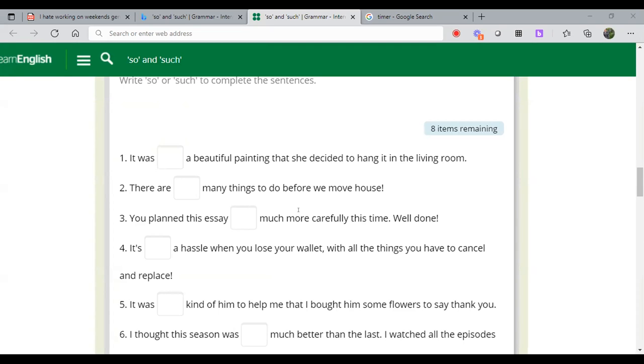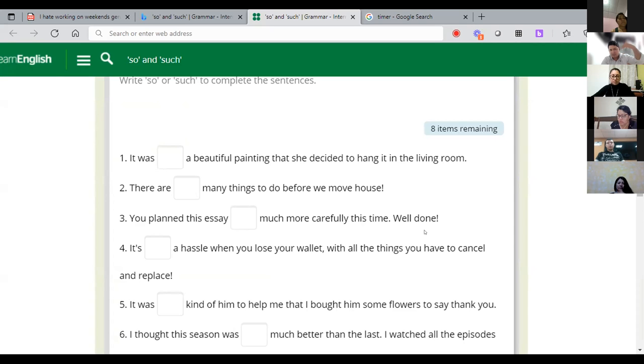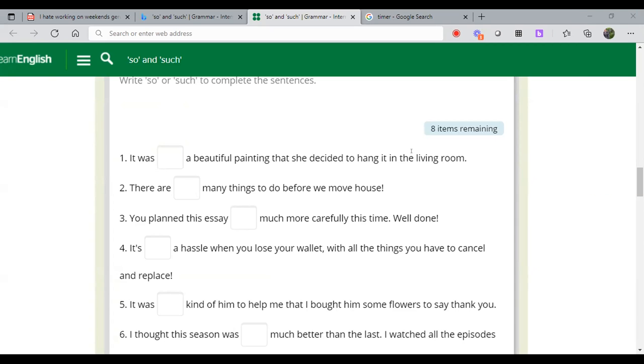It was so a beautiful painting that she decided to hang it in the living room. O it was such a beautiful painting that she decided to hang it in the living room. Acuérdese que estamos exagerando, enfatizando algo. Entonces la entonación tiene que sonar, ¿verdad? Así como, you know, upbeat, right? No tiene que ser flat. Okay. It was such a beautiful painting that she decided to hang it in the living room. Okay?